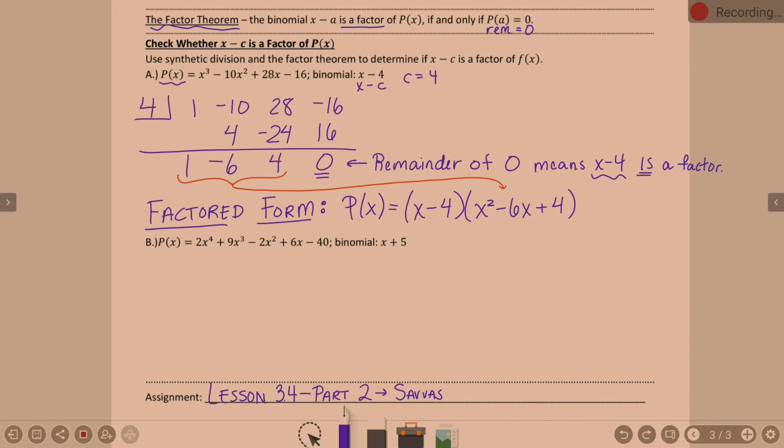Now, is it possible they just let you answer, is it a factor or not? It is possible. I don't remember what homework asked, to be honest. Even though, no, I didn't look at this one last night. I looked at the next one.